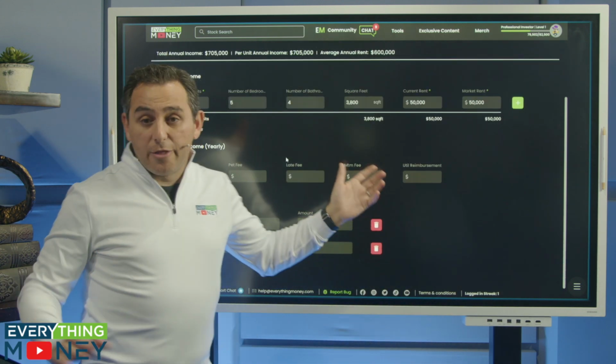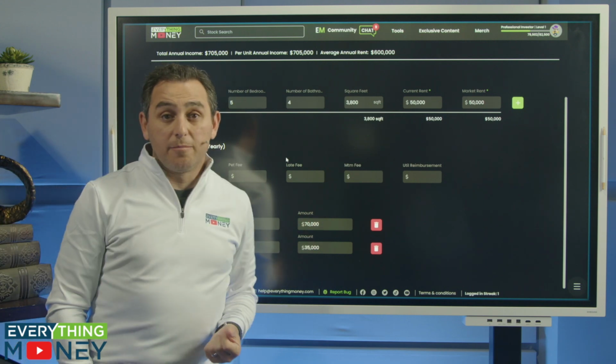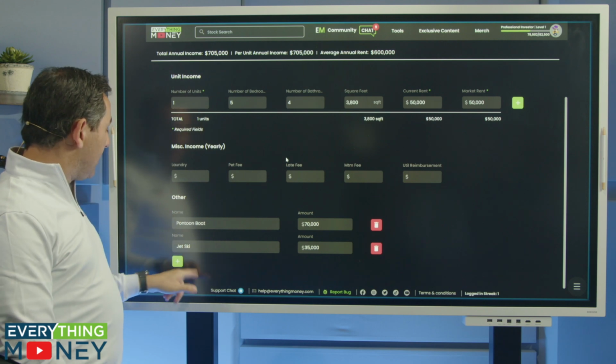And then you can add your other rent, and I have pontoon boat and jet ski. Here's the revenue I expect from them. Very simple. If you want to add different incomes, you can add them and add the other ones along the way.